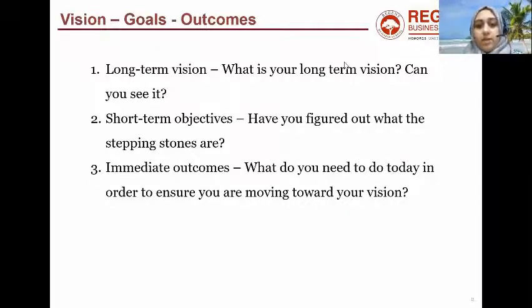Then you have immediate outcomes. Immediate outcomes are really your task list for today, what you've put on your daily planner, what you know you need to achieve today in order to be able to achieve your short-term objectives or your long-term vision. So ask yourself these questions, note it down, and that's the only way you're going to know where you're headed and if you're going in the right direction. It's very key to know who you are, where you come from, what you want to achieve, and where you're going.